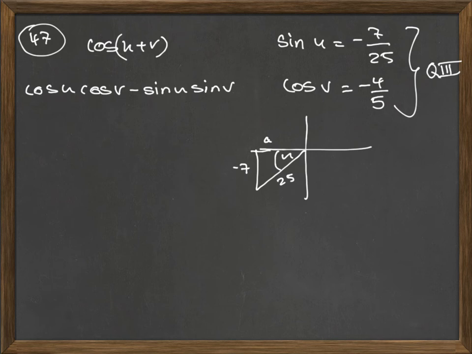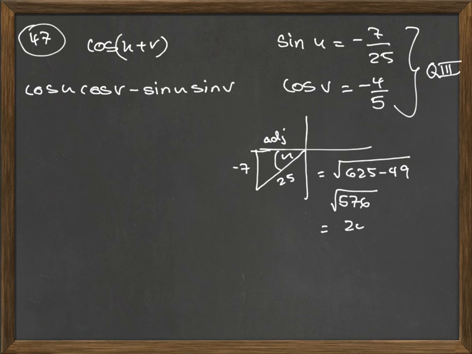So to find the adjacent, that would be 625. Let me use a calculator. 25 times 25 is, I need to bring a real calculator, the phone. 625 minus 49 is 576. The square root of 576 is what? 24. That's what I thought. 24.